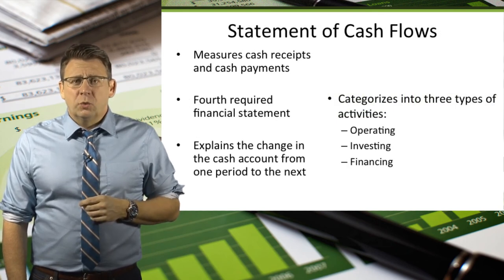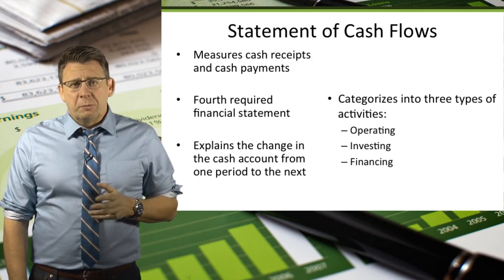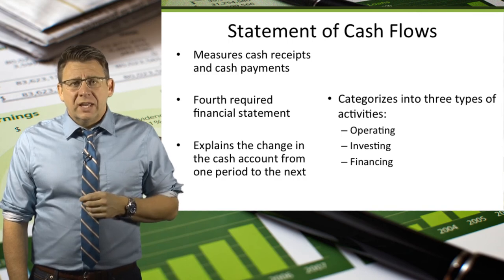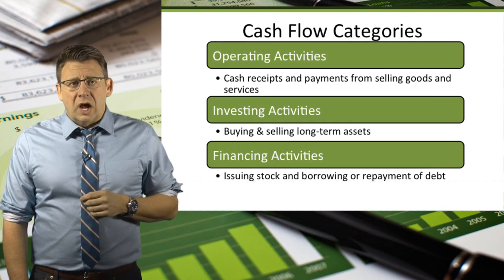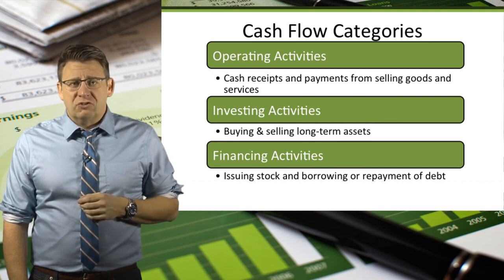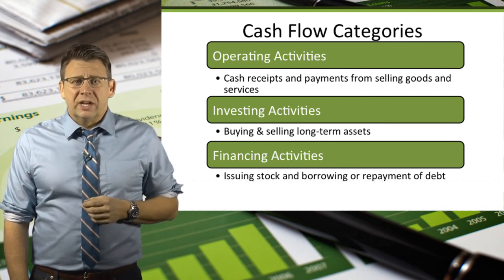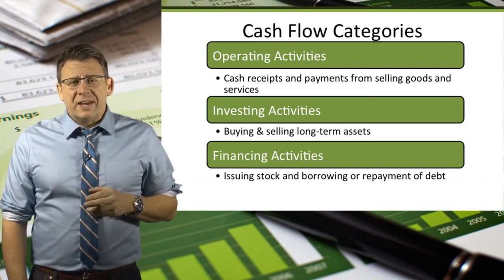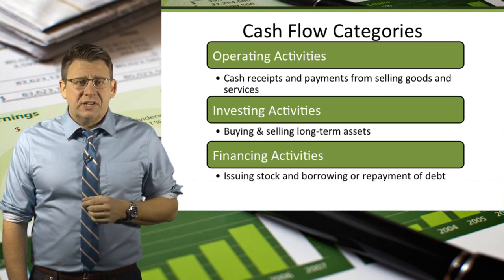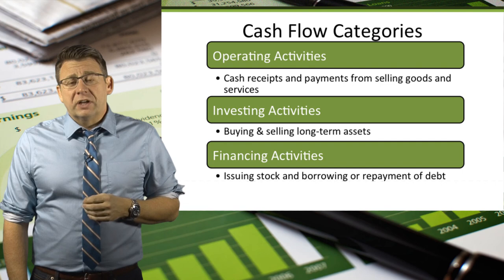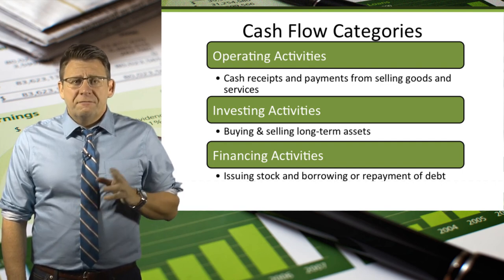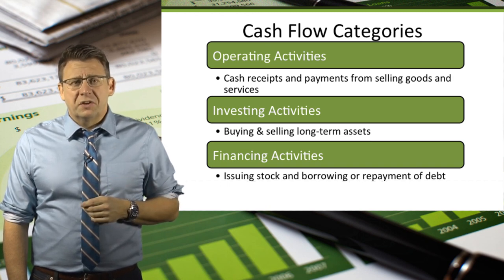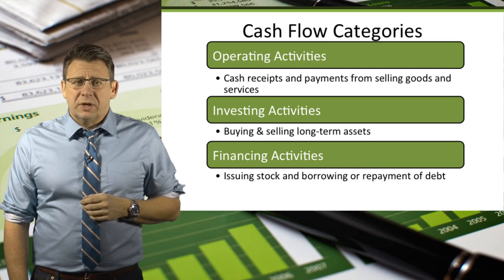The statement of cash flow reports the change in cash for a reporting period by reporting cash receipts and cash payments from three categories of activities. Operating activities section reports cash collection and payments from transactions related to the operations of a business, like buying and selling goods or services. Investing activities section reports cash receipts and payments for transactions involving long-term assets. Financing activities section reports cash receipts and payments for transactions involving long-term liabilities and equity.